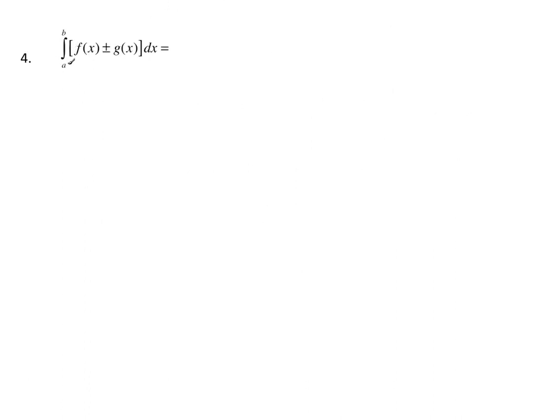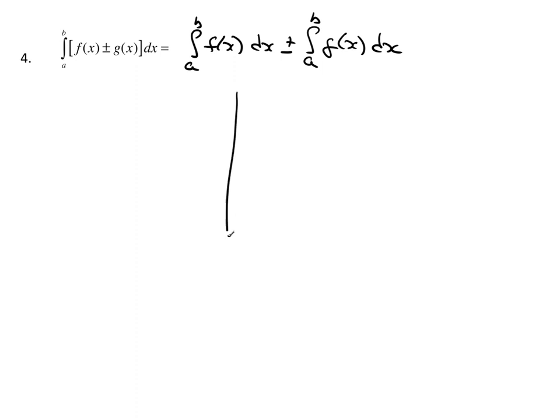Now, the integral from a to b of f of x plus or minus g of x dx is actually equal to the integral from a to b of f of x dx plus the integral from a to b of g of x dx. Actually, I should say plus or minus, because all I'm going to do is add up the area of both these curves. So, as an example, if I have, again, from a to b, suppose f of x looks like this. So it would give me this area.